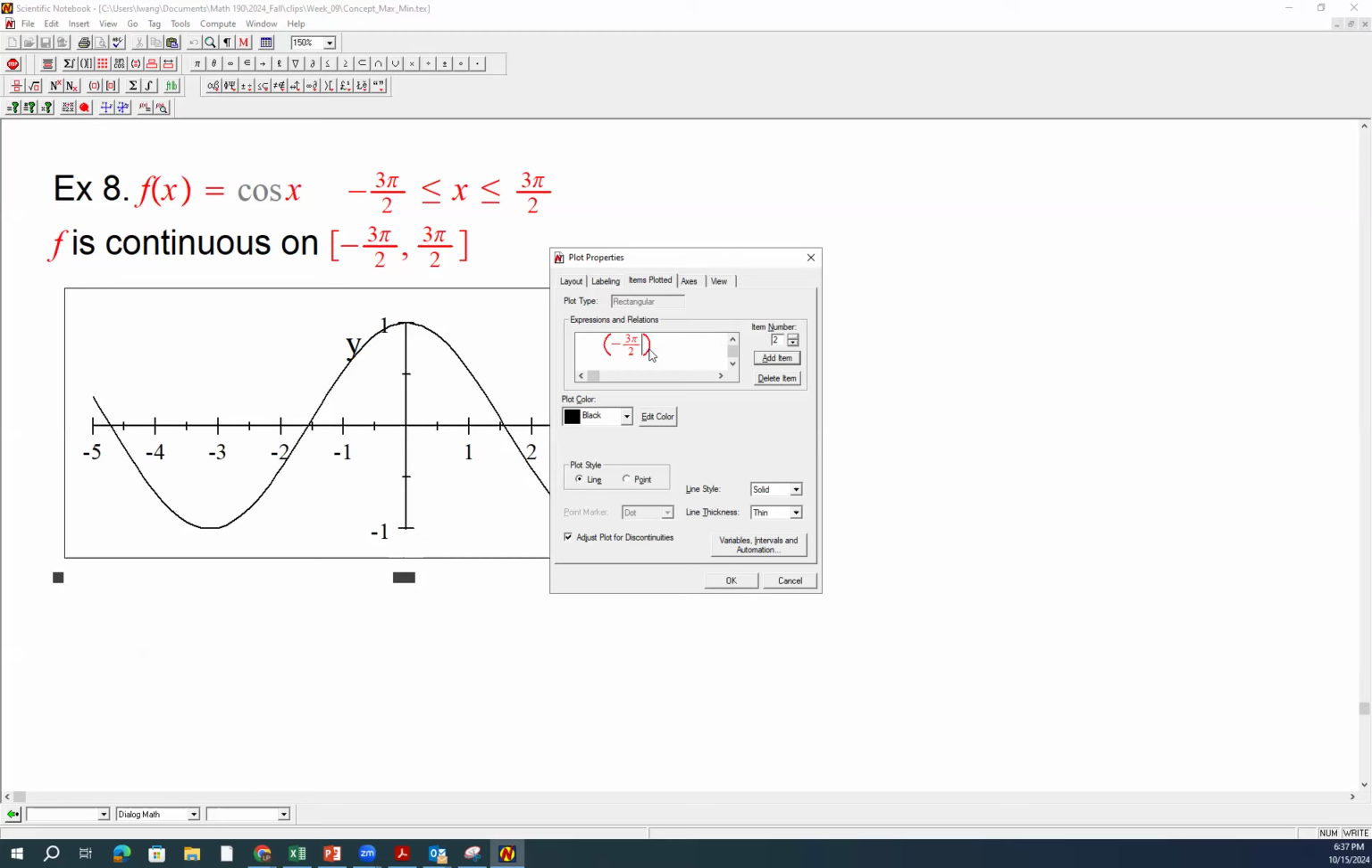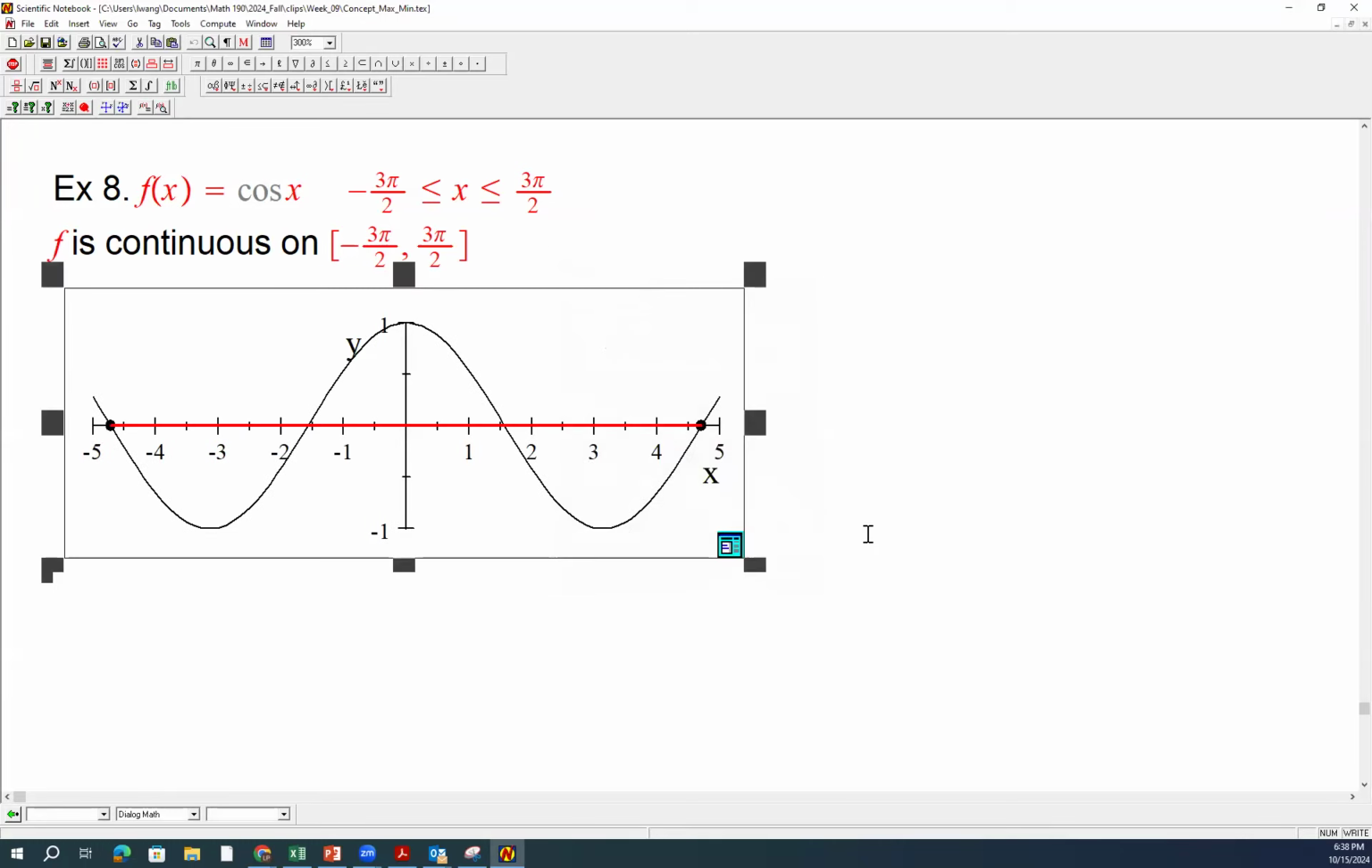Oops, 2 comma 0. This should be a dot. Okay. And the other one is going to be a dot. And the interval, which is in between, three pi over 2 comma 0. And that's the interval we are considering. It's a closed interval. Okay.